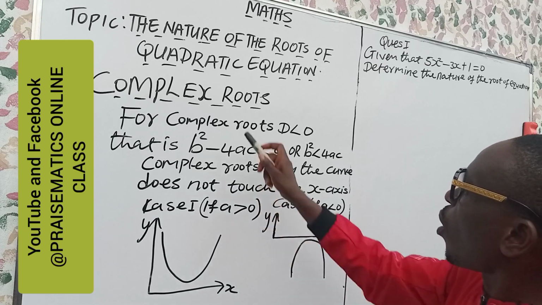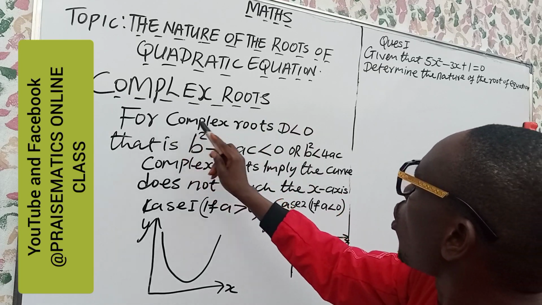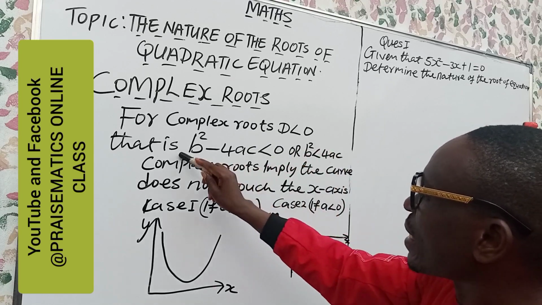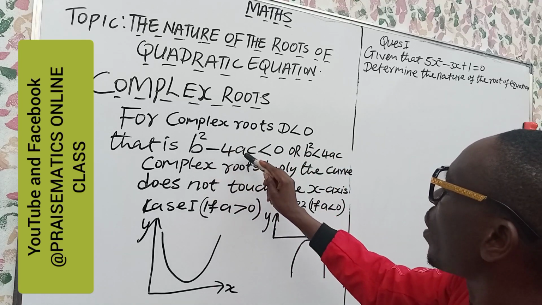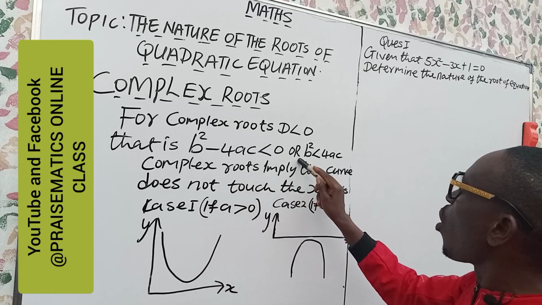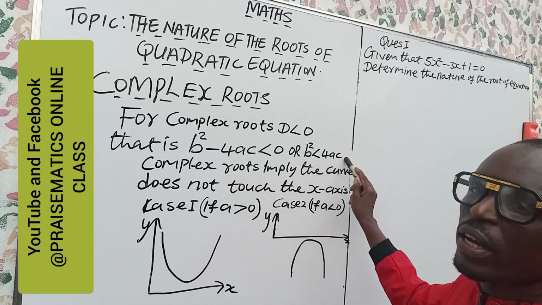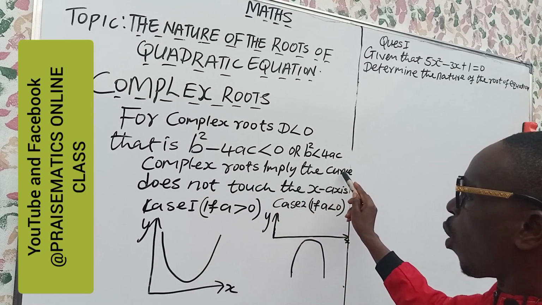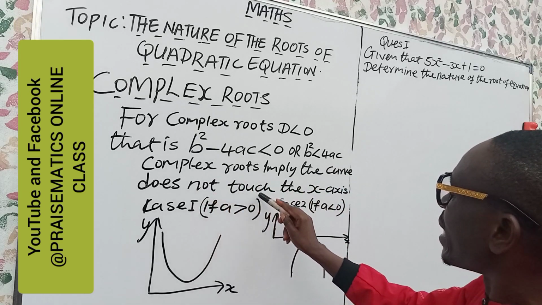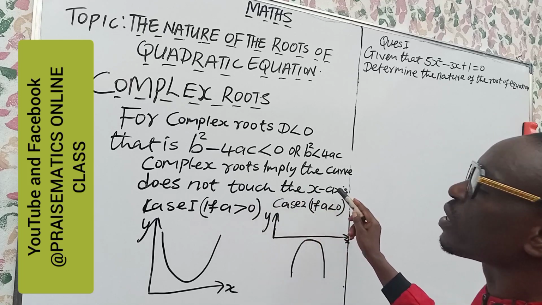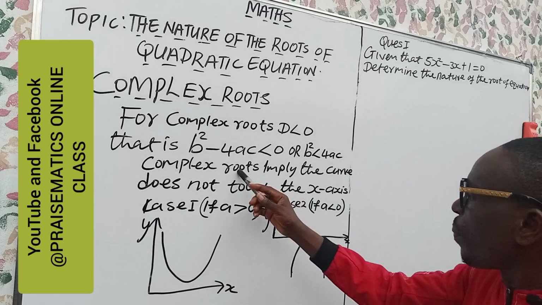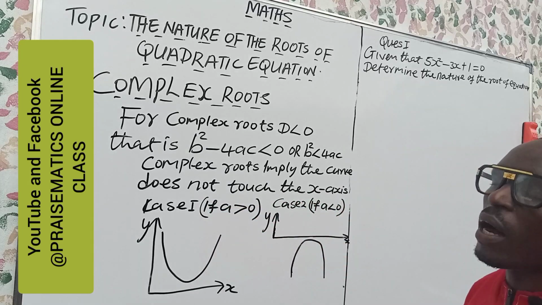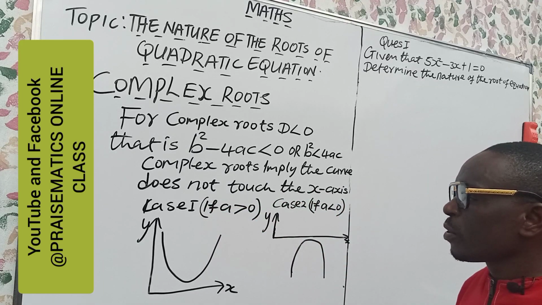So, complex root. For complex root, the discriminant D is less than 0, that is b squared minus 4ac less than 0, or b squared less than 4ac. Complex root implies the curve does not touch the x-axis. So look at it.